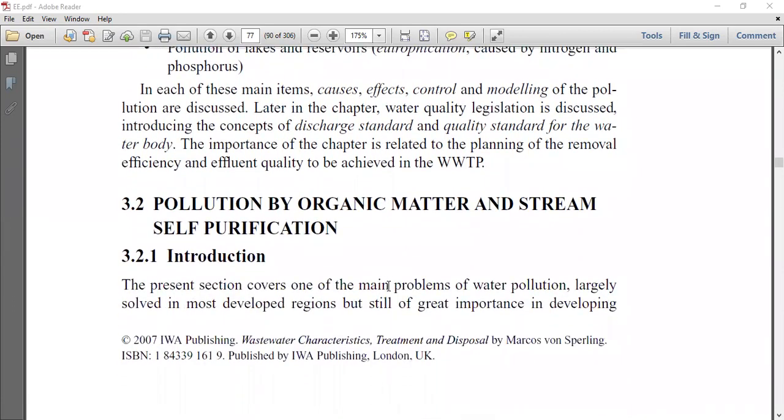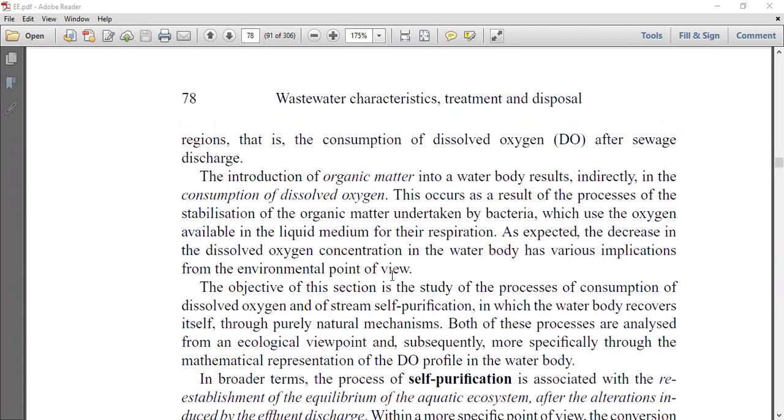So, the pollution by organic matter and stream self-purification. The present section covers one of the main problems of water pollution, largely solved in the most developed regions, but still of great importance in developing regions. That is the consumption of the dissolved oxygen after sewage discharge.